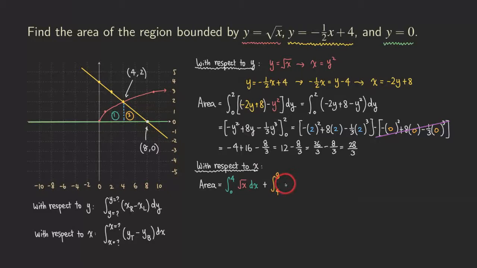And then what is the function that we should be putting here? The top curve is the yellow line. The bottom curve is 0, so we don't need to worry about the bottom curve. Top curve is the yellow line, which we are just going to copy right here. So we have -1/2x plus 4, as you can see, and then the dx.